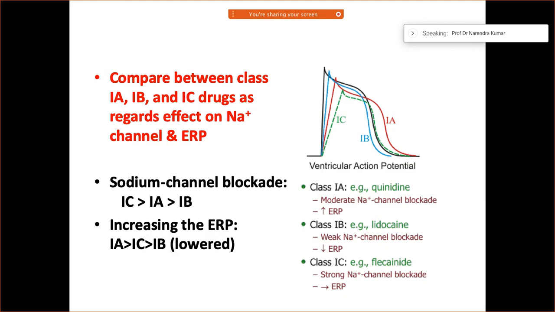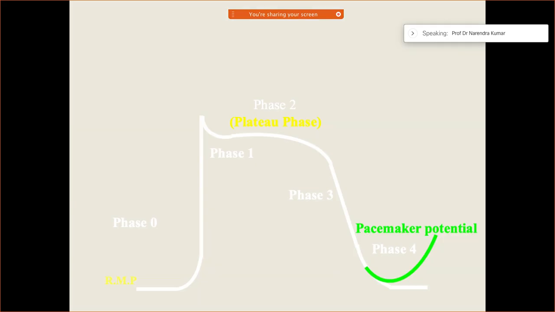If you look, this is another very important MCQ. The sodium channel blockade is maximum for 1C, then 1A, and then 1B. However, in terms of increasing the ERP, from high to low, 1A has the maximum, then comes 1C, and then comes 1B.